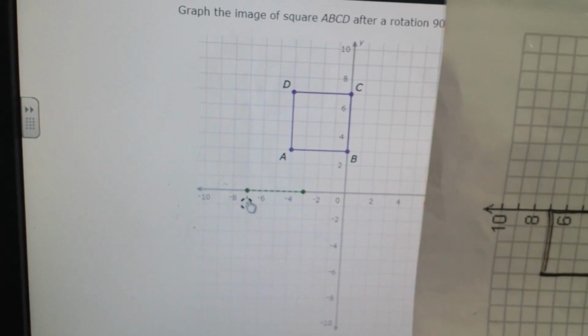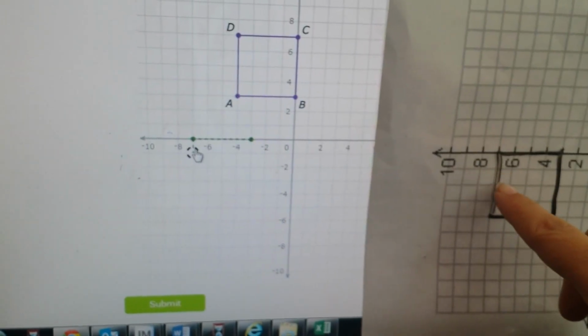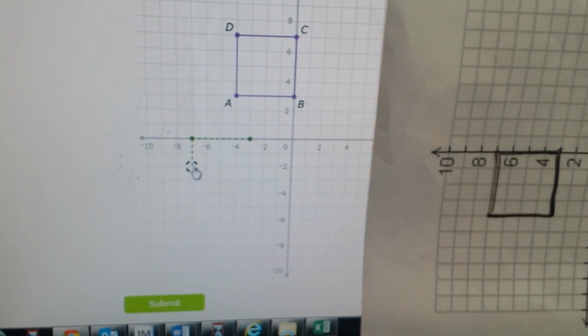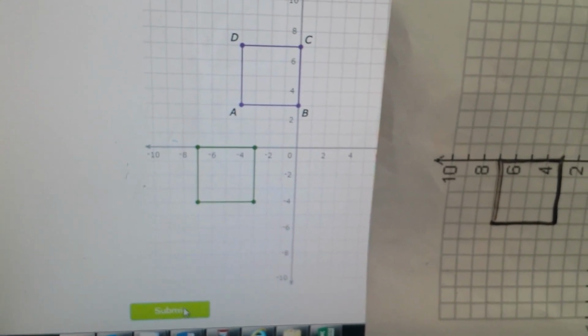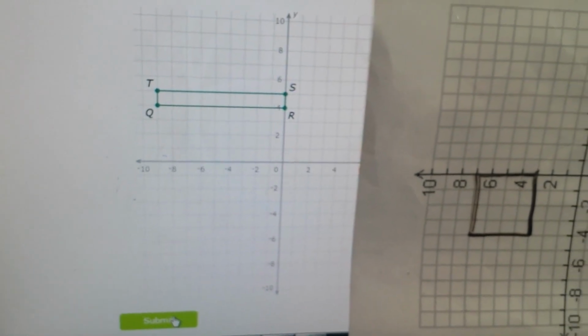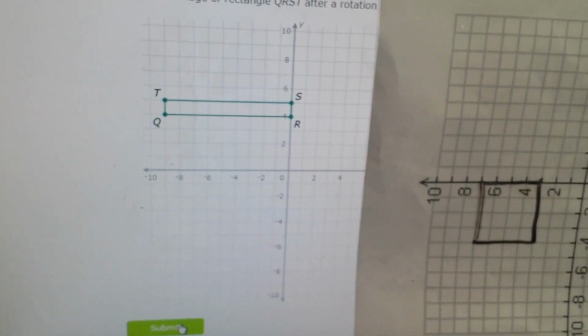And then it's going to go down. Looks like it goes down 1, 2, 3, 4. And there you go. Now the other way I'm going to show you is if you had to put the coordinates in. So we're going to do this example.